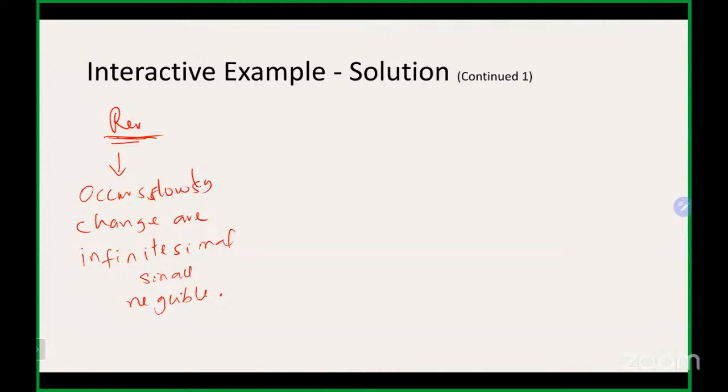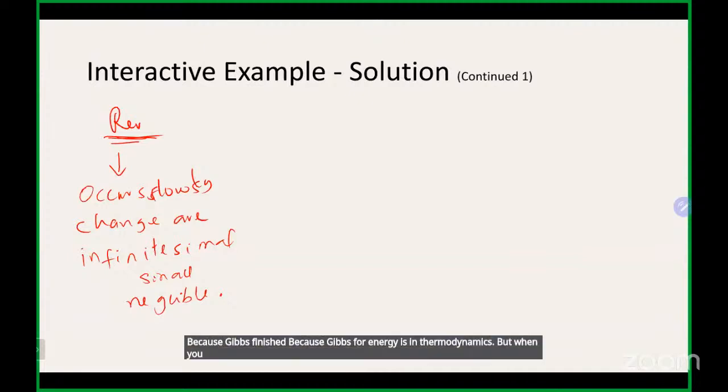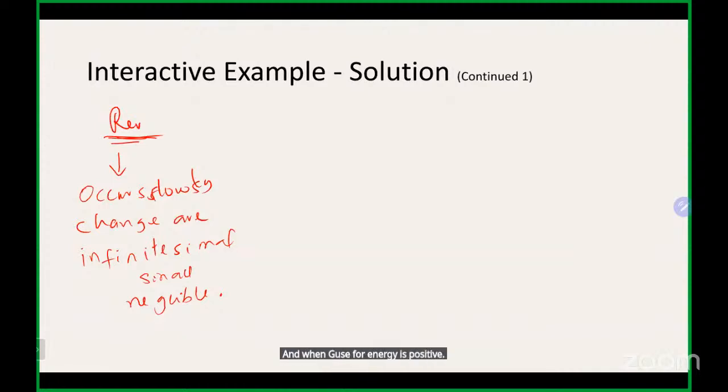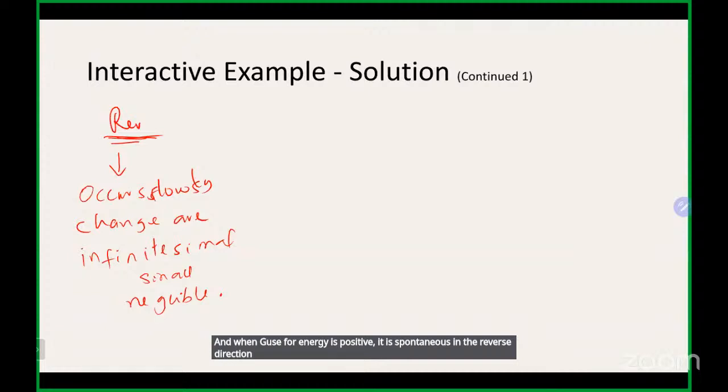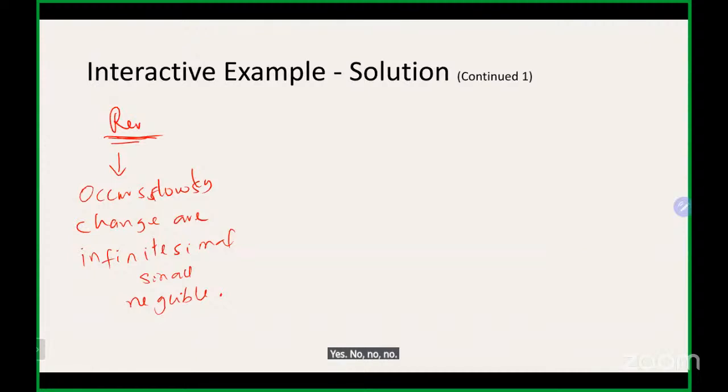Ma, will you drop the Gibbs free energy slide, because Gibbs free energy is in thermodynamics? When Gibbs free energy is positive, it is spontaneous in the reverse direction, right? That is the reverse direction; we're not talking about a reversible process. So this is a forward reaction. This is a reverse reaction.